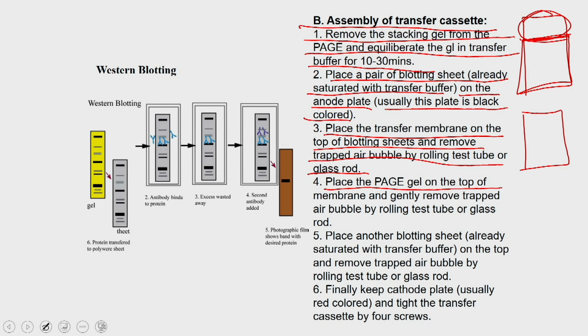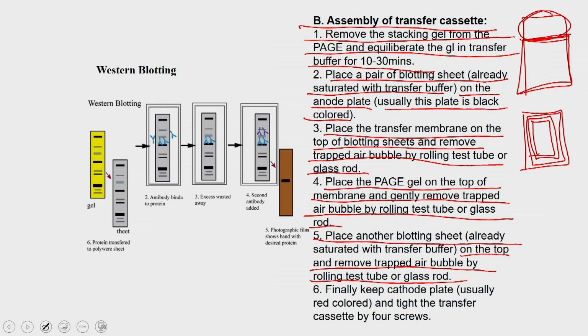Then you place the SDS-PAGE gel onto the membrane and gently remove the trapped air bubbles by rolling the test tube or glass rod. So, on the top of these blotting sheets, first you put the membrane, then you remove the bubbles in between, then you put your SDS-PAGE gel, then another sheet of blotting sheets, and you remove the trapped air bubbles. Place another blotting sheet on the top and remove the air bubbles by rolling a test tube or glass rod. Finally, keep the cathode plate, usually red in color.